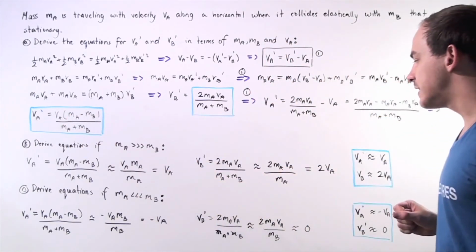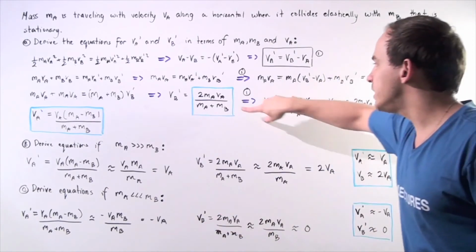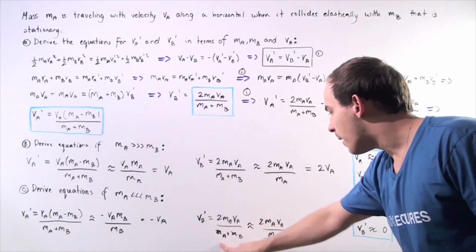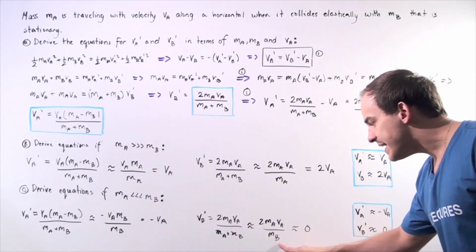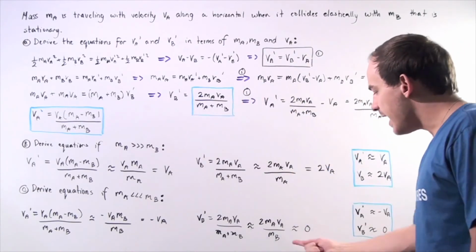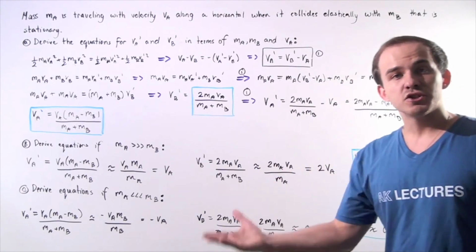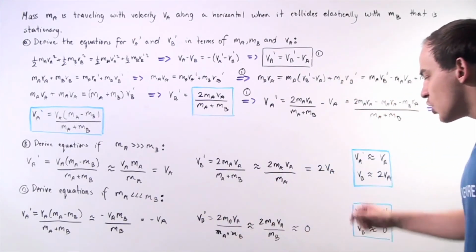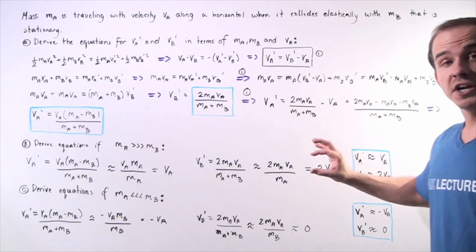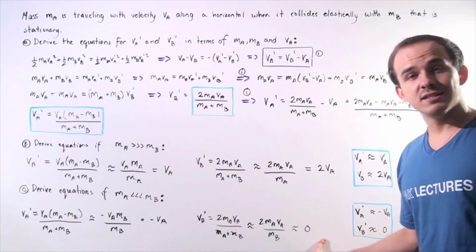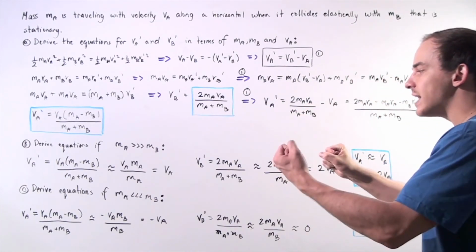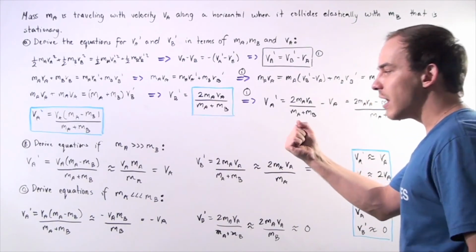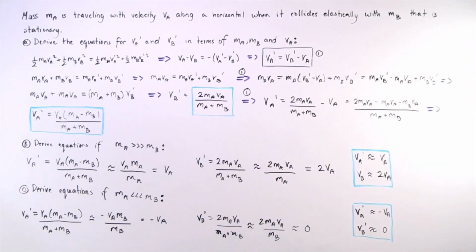So likewise, let's look at VB prime. So for VB prime, we get this equation. Notice that our bottom simply becomes MB, and we get the following result. So if MB is much larger than MA, that means the numerator will be very small, the denominator will be very high, and so a low number divided by a very high number is approximately equal to 0, a very small number. So we see that if a very light object collides elastically, the second object will not really move, and so the final velocity of the second object will be approximately equal to 0.